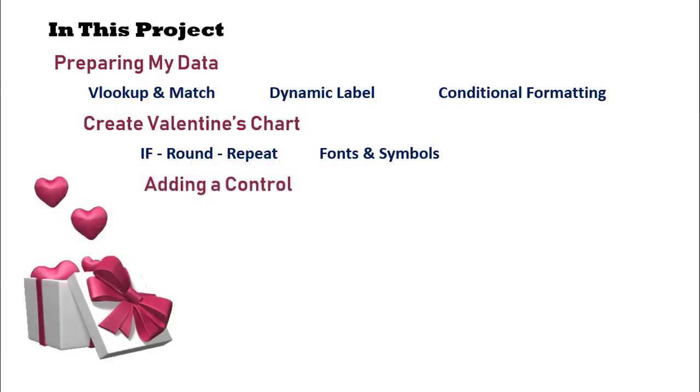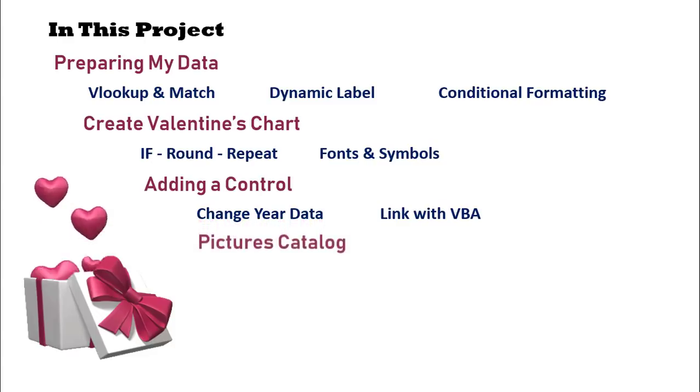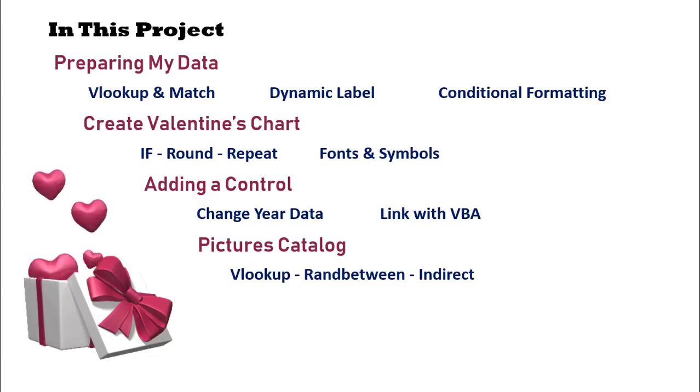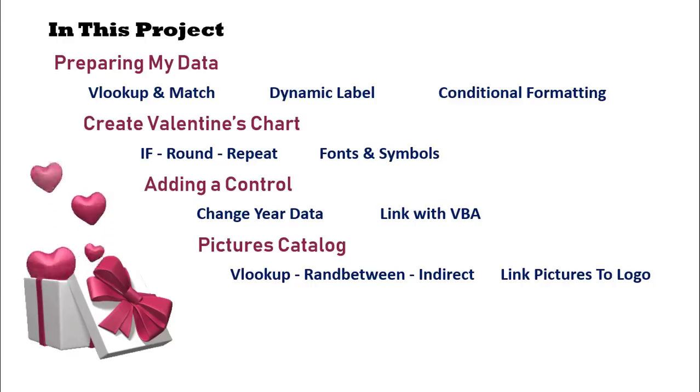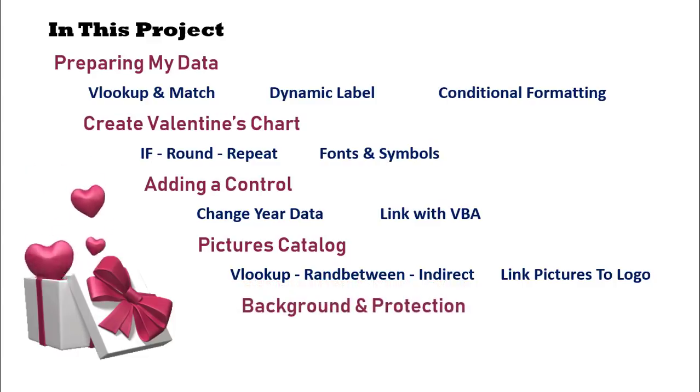I will then add a control that changes my data to another year and link it to a cell in the source data sheet. I will then create my teddy bear pictures catalog using defined names, VLOOKUP, RANDBETWEEN, and INDIRECT functions. With a very simple VBA code, I link the picture catalog to the logo. Finally, I'll be adding a nice background and applying some protection.